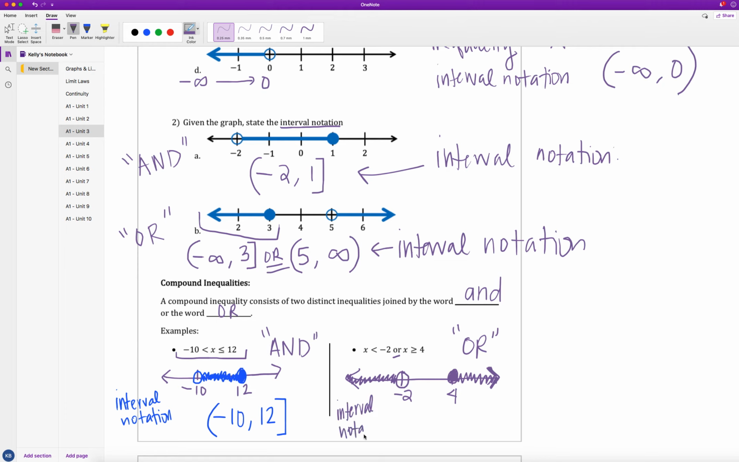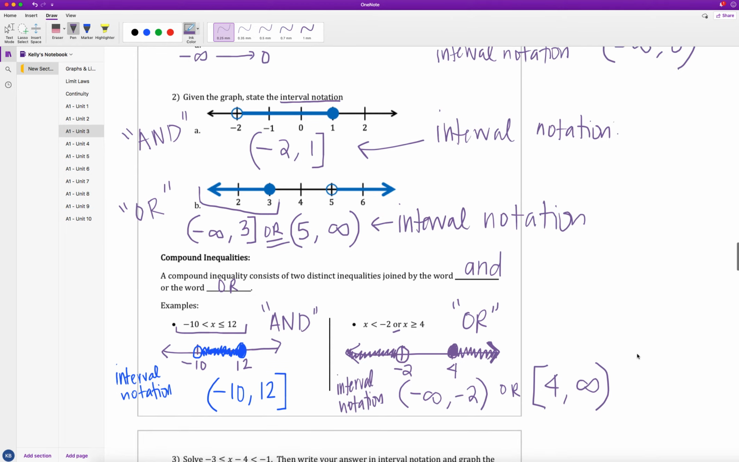Okay, let's check our interval notation. Because I have two different branches of this graph, I need to have two different interval notations. For the section on the left, we're going from -infinity to -2. I'll have a parenthesis at -infinity by definition, and I'll also have a parenthesis at -2 because of the open circle. Or our second one will go from 4 to infinity. I will have a bracket at 4 because of the closed circle, and then a parenthesis at infinity by definition.